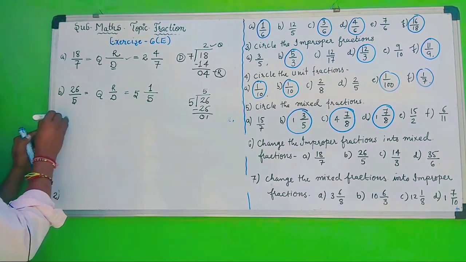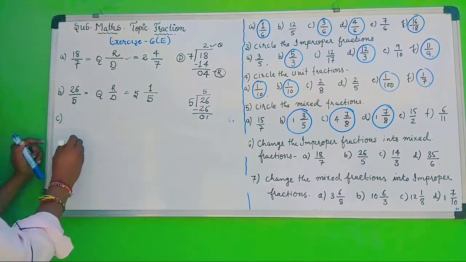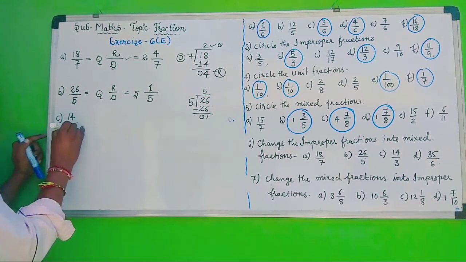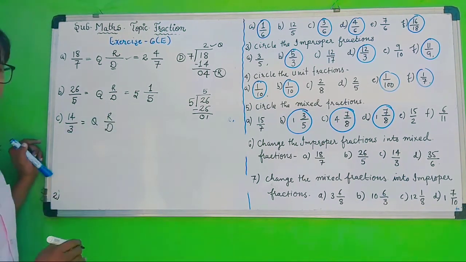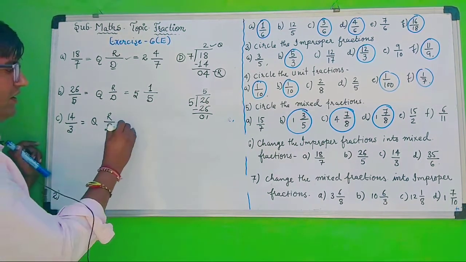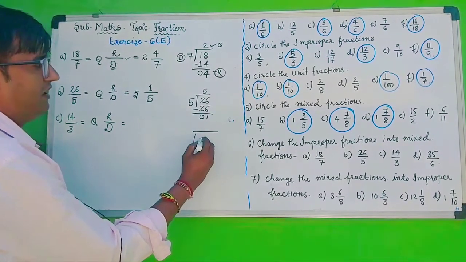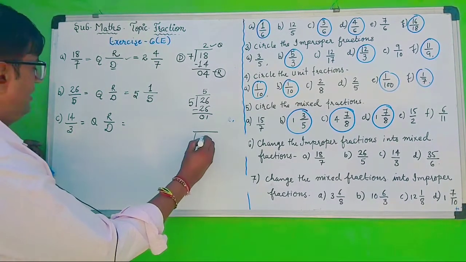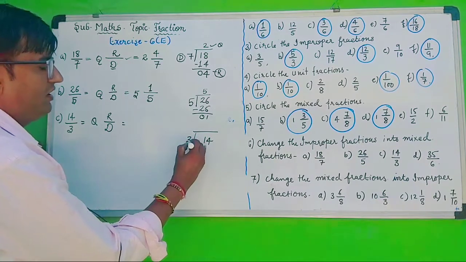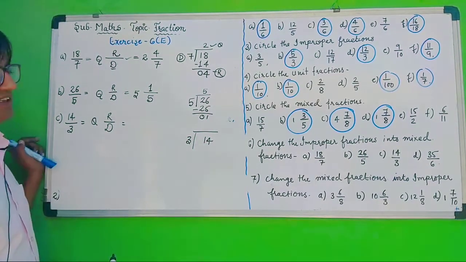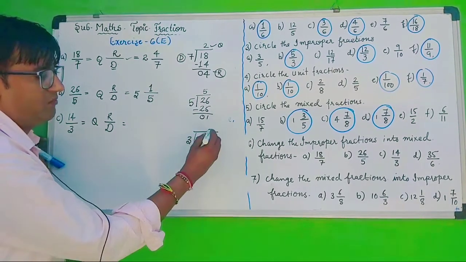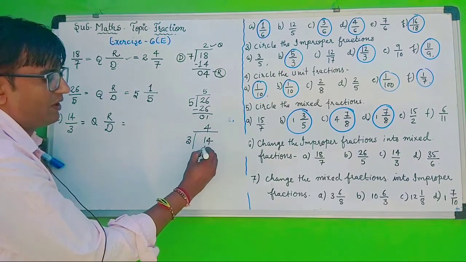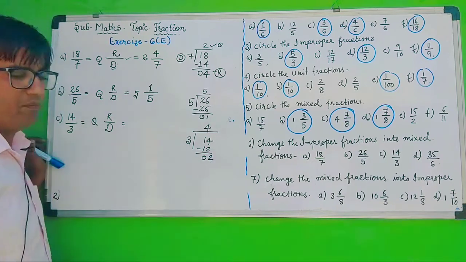Then see, 14 by 3. QR by D. Then divide here. 14 by 3. 3 1s are 3, 3 2s are 6, 3 3s are 9, 3 4s are 12, 3 5s are 15. But 15 is greater. So 3 4s are 12. Here 2 will be the remainder.